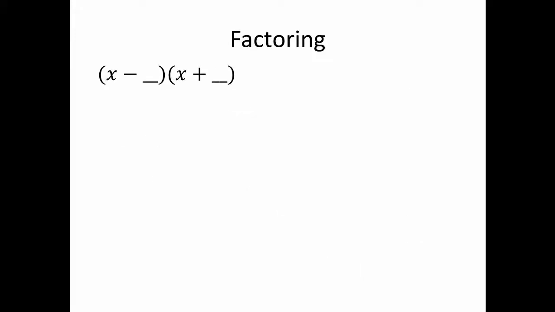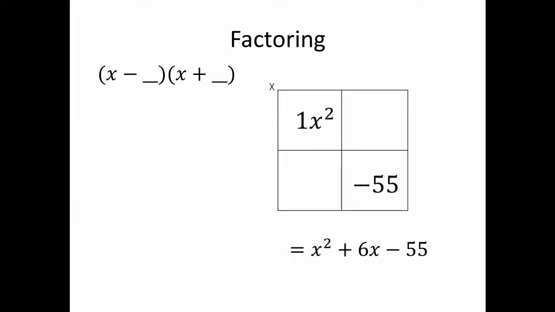Let's take a look at another example. We are given the polynomial x squared plus 6x minus 55, and we'd like to factor that into x minus something times x plus something. Now we know that it's going to be an x minus and an x plus because the constant term is negative. It's negative 55. So now if we look at our expansion boxes, we're looking for the two magic numbers, which when I multiply them together will give you negative 55. And when I add them together is going to give you 6.